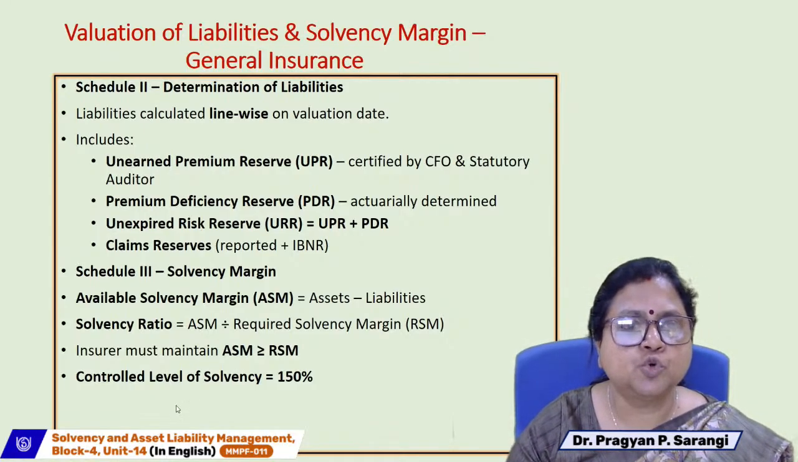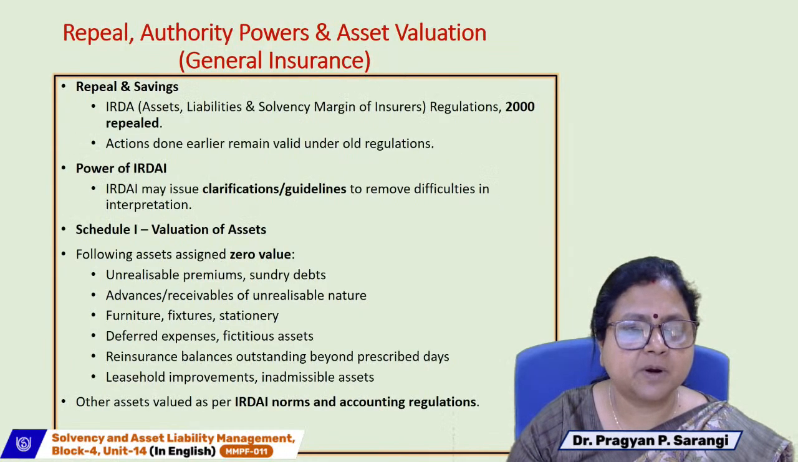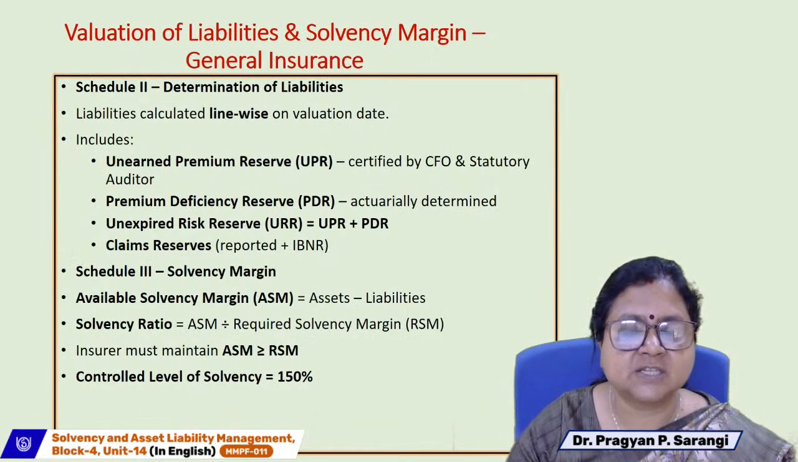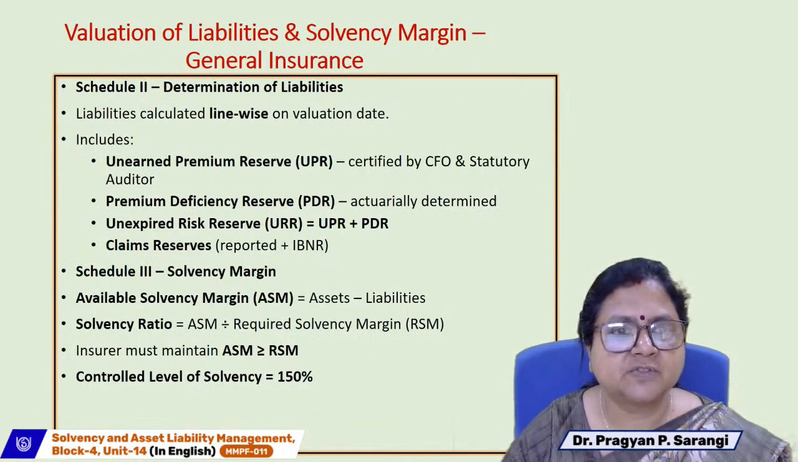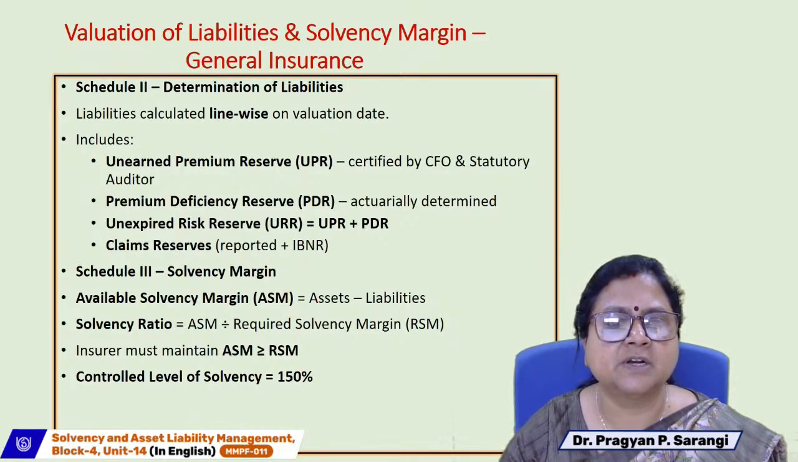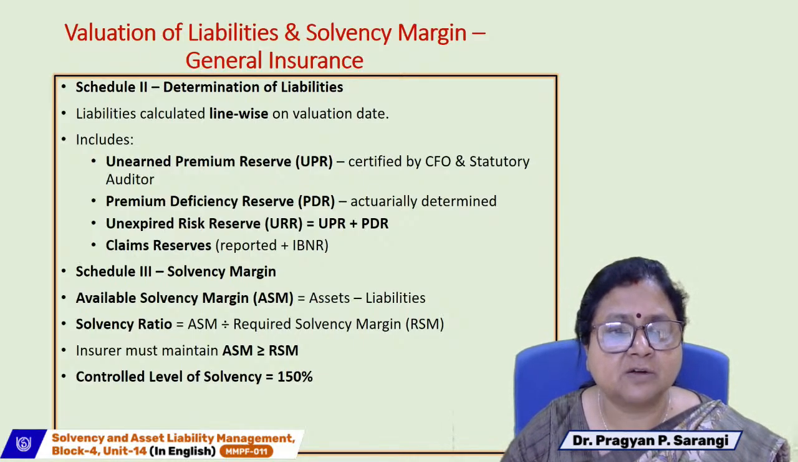Now, Schedule 1 tells about the valuation of assets and Schedule 2 tells about the determination of the liabilities. Liability is calculated line-wise on the valuation date. On that particular date only, the liabilities will be calculated. And what does the liability include?